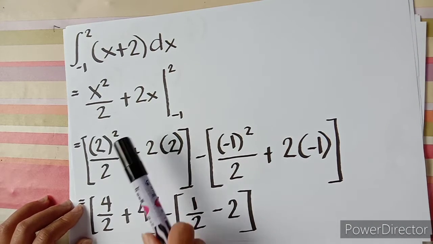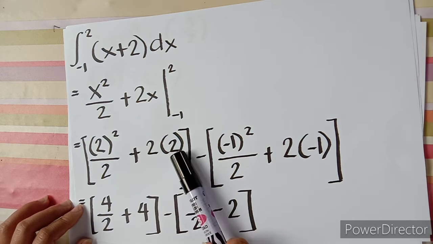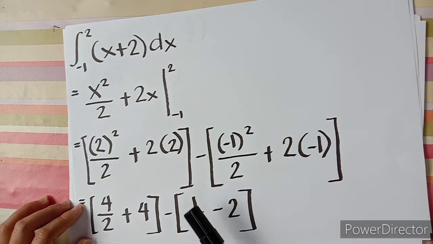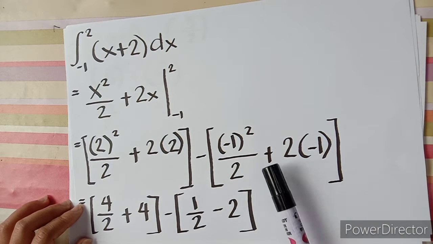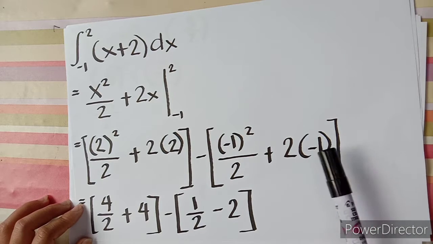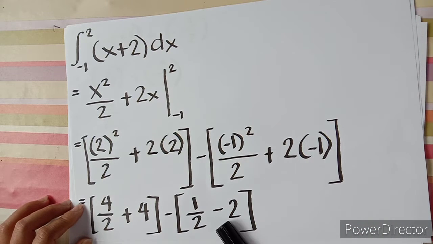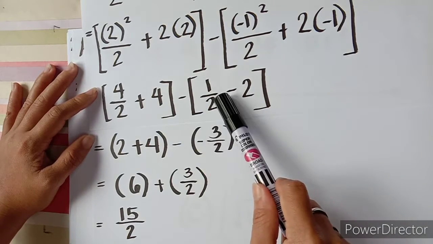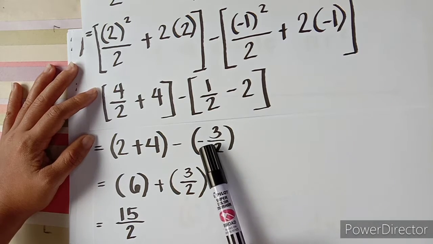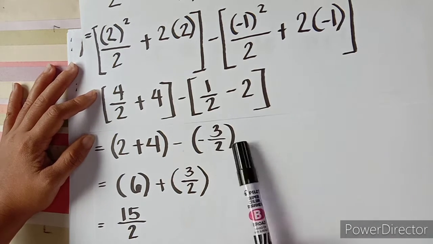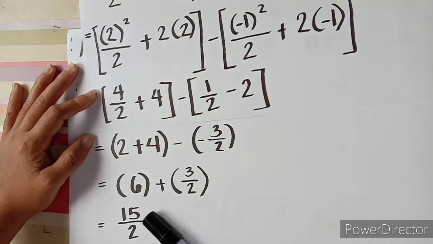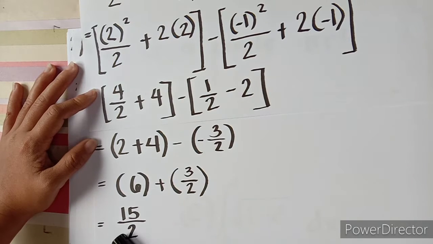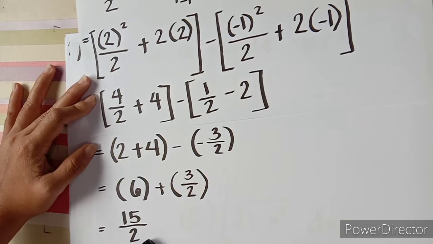So 2 squared is equal to 4 over 2, plus 2 times 2 is equal to 4, minus -1 squared is 1 over 2, plus 2 times -1 is -2. So 4 divided by 2 is equal to 2, plus 4, minus 1/2, minus 2 is equal to -3 over 2. Change the sign of the subtrahend and proceed to addition. So 2 plus 4 is equal to 6, plus 3 over 2 is equal to 15 over 2.